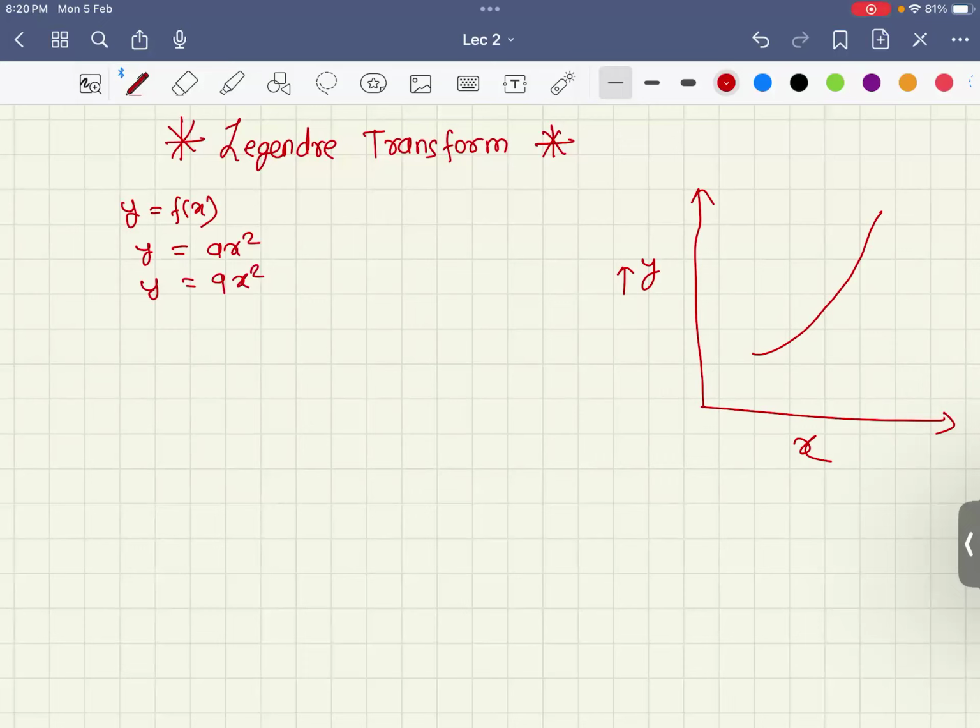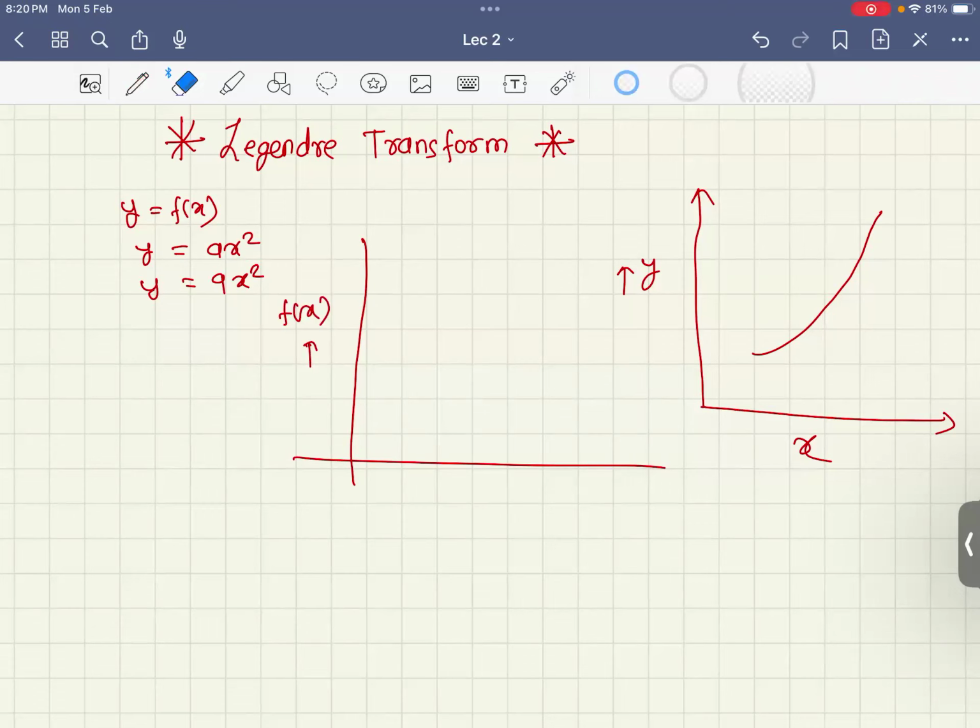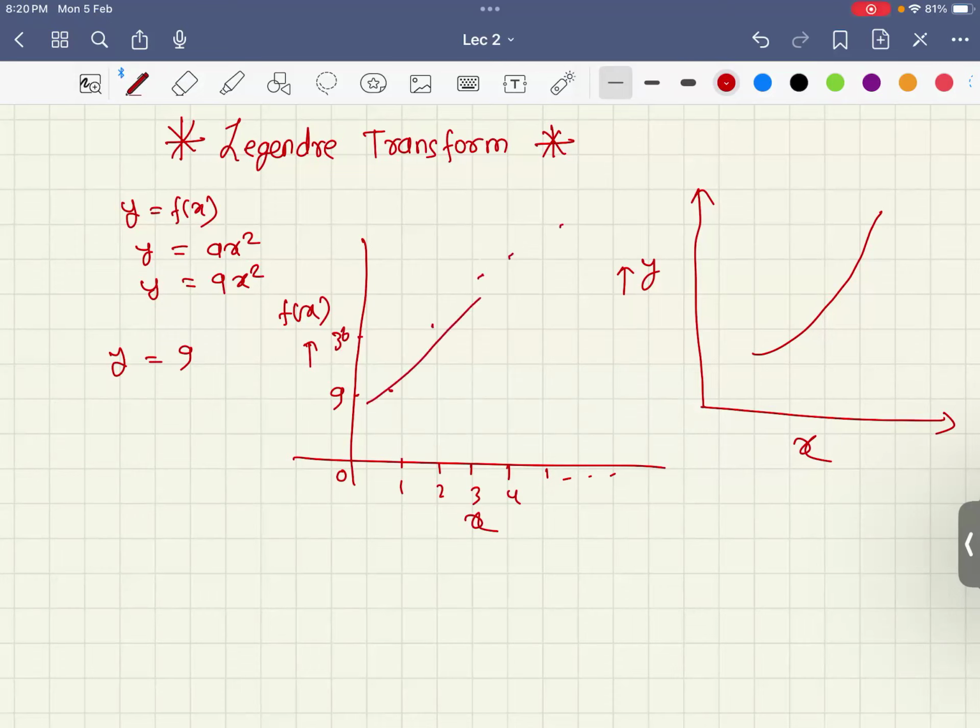Now if you want to plot this f of x, what will you do? Here you put f of x, here you put x, then 0, 1, 2, 3, 4. What is the value when x equals 1? It is 9. What is it at 2? It is going to be 9 into 4, 36. Then you plot the points and get this curve, right? So this is one way of plotting the function.